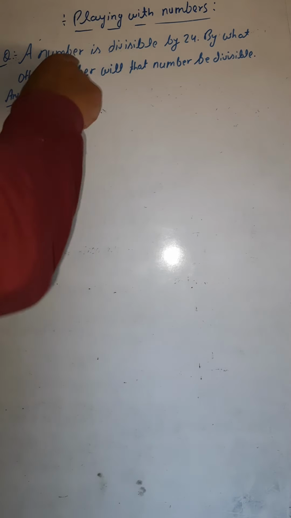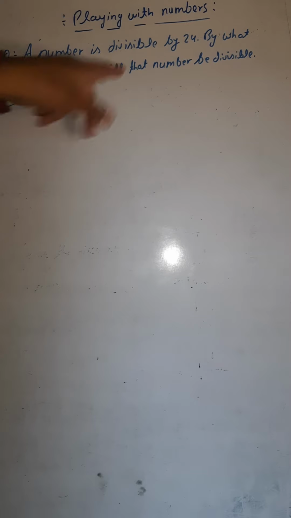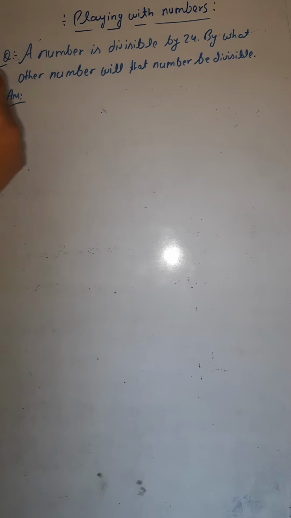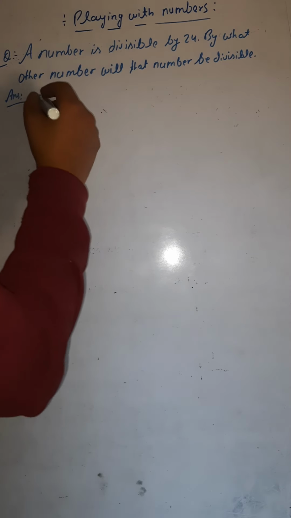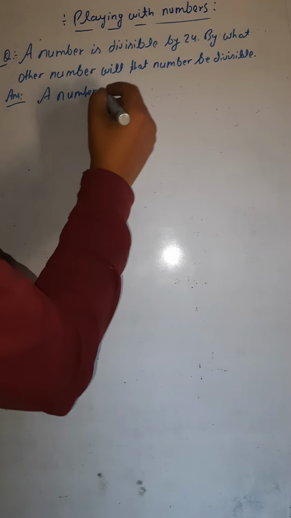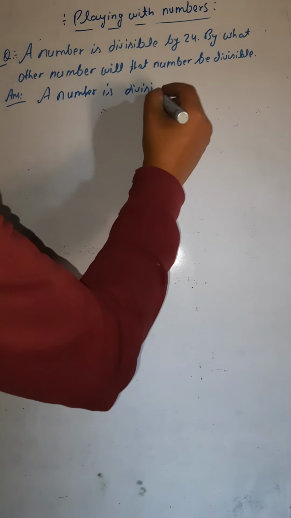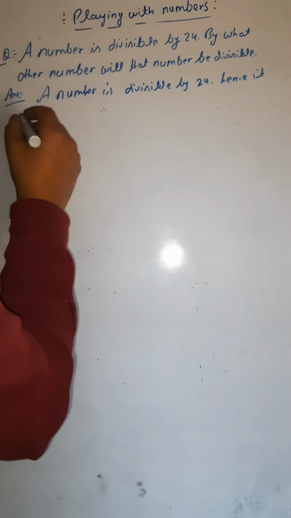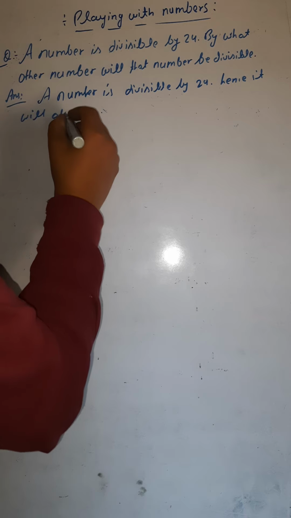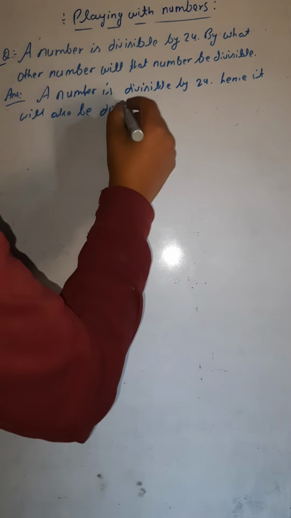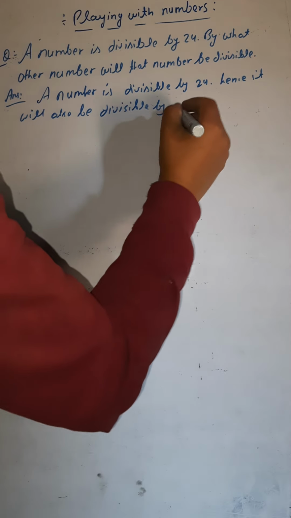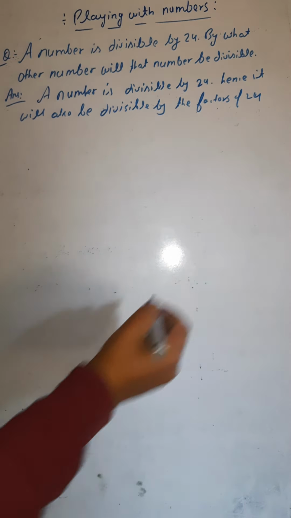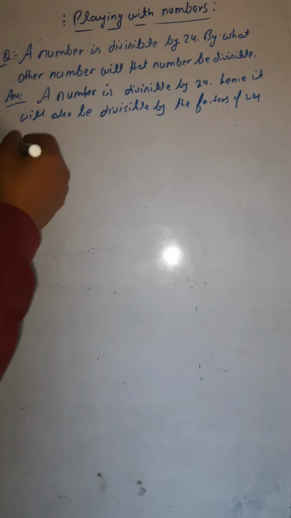So the question is, a number is divisible by 24, by what other number will that number also be divisible? So we have to find out the factors of 24. Yes, Rahul, write down: a number is divisible by 24, hence it will also be divisible by the factors of 24 also. So we have to find out the factors of 24.